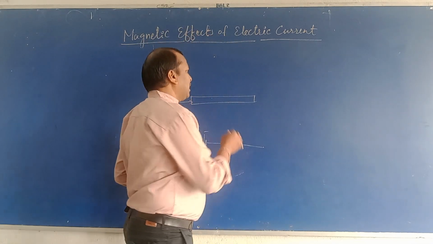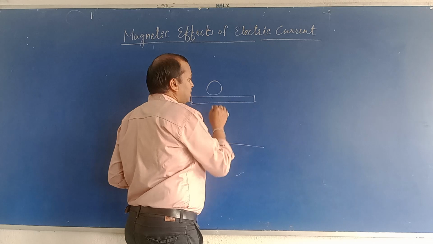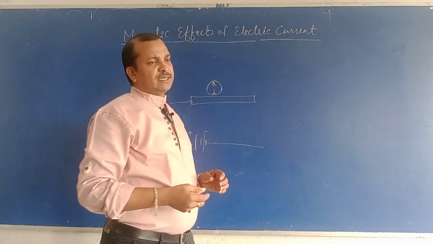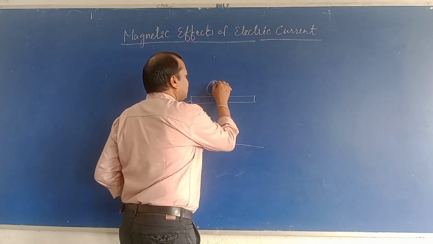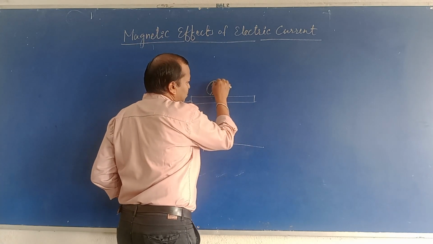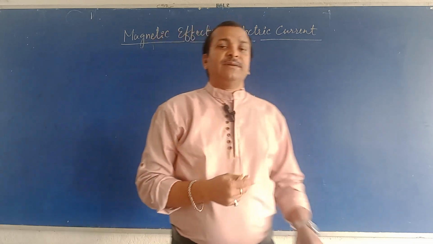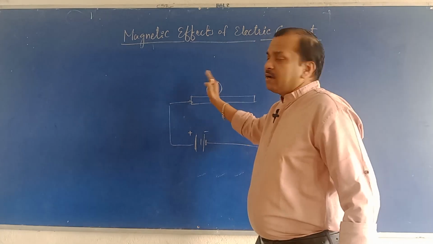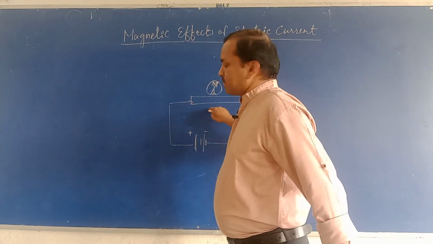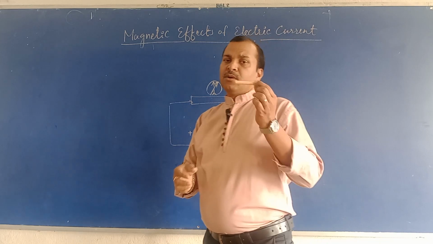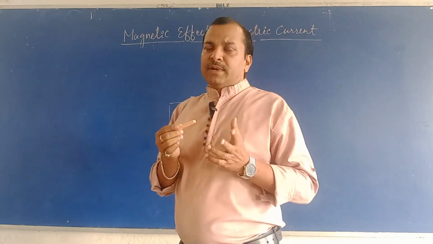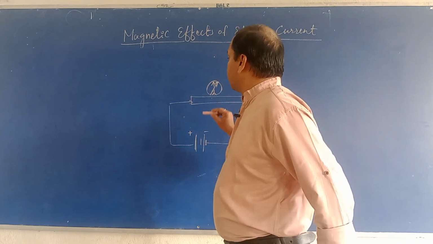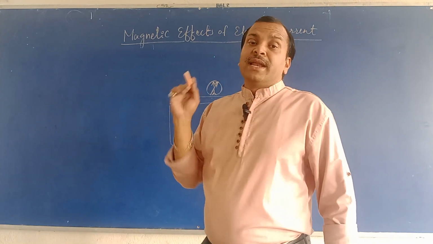If we take a needle compass near it, it will deflect. A needle compass always shows us the north and south direction, but now it will deflect. So that means something happens when current flows. This is the conductor. Conductor means a wire, a metal wire. Most probably it is a copper wire. Copper is taken as a conductor. Copper is a good conductor. Already we have discussed this in the electricity chapter.